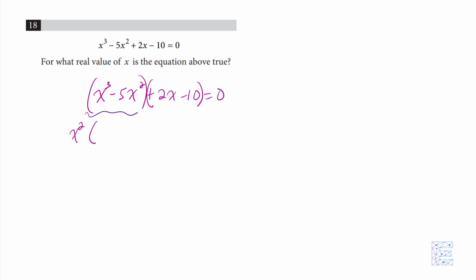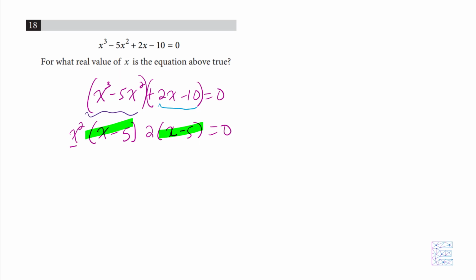Looking at the first parenthesis, x cubed minus 5x squared, these have an x squared in common. When you take that out, you're left with x minus 5 inside. Then the second pair, we have 2x minus 10. These have a 2 in common. We take the 2 out and we are left with x minus 5. Now remember, when you're factoring a 4-term polynomial, it is a great sign when these 2 parentheses are the same. If they're not the same, there is a mistake somewhere and you have to go back and fix it.